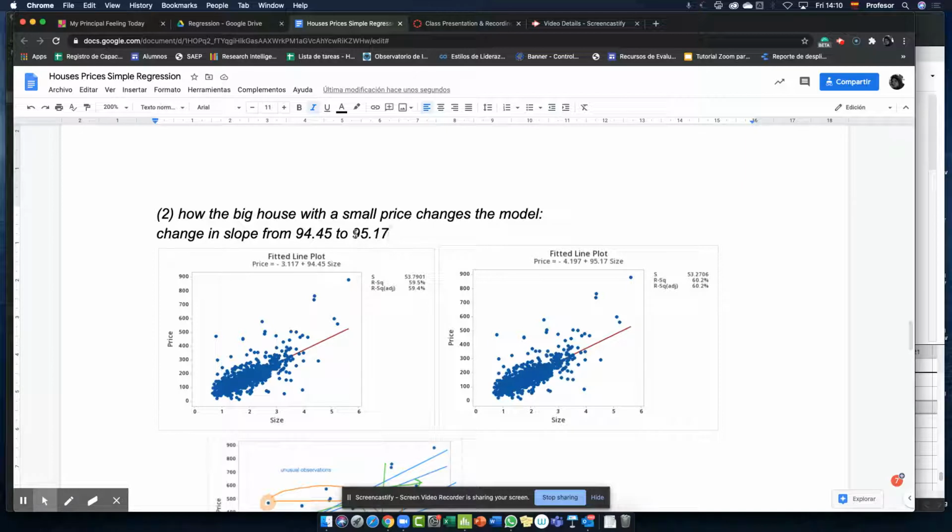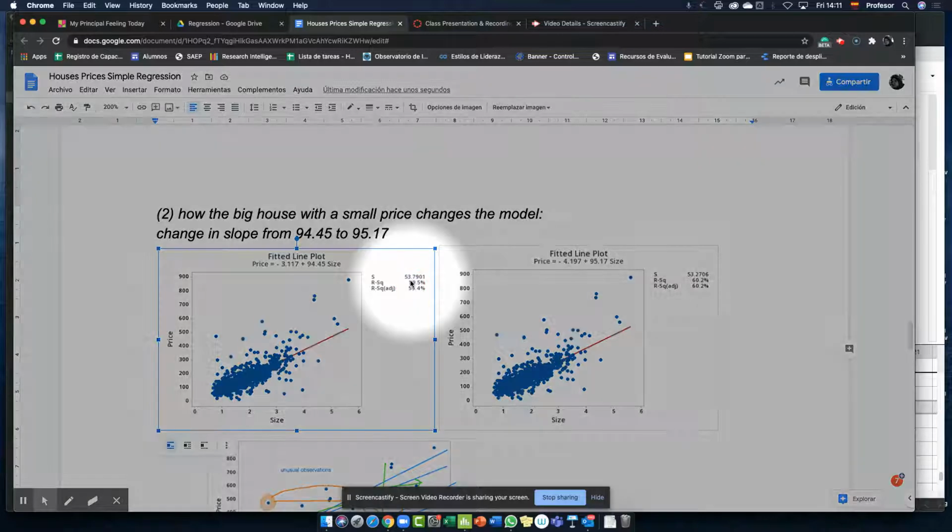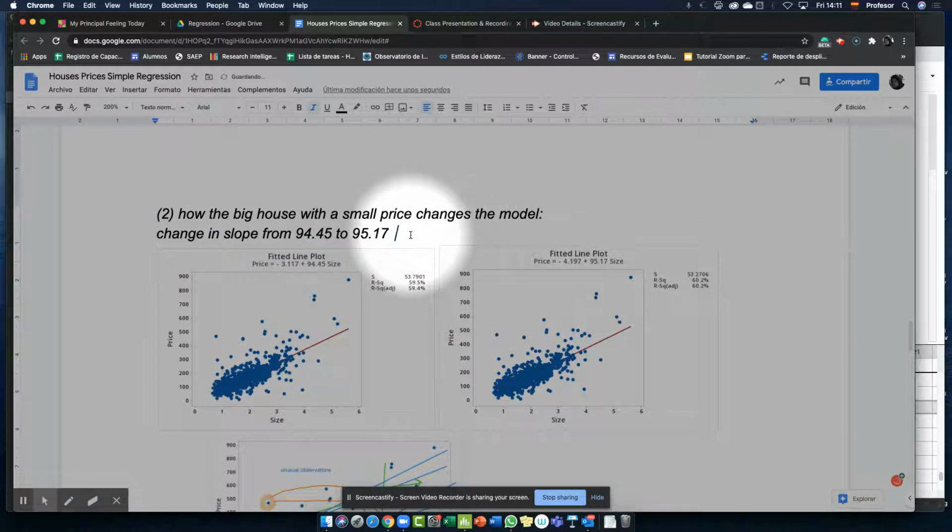Now that we remove this very big house with a very low price, it's saying, hey, wait a minute, we should increment more because we had something there that was making it behave differently. And another thing that you can observe is that our regression R squared is changing from 59.5 all the way to 60.2%. So we have an R squared, or explanation, increment from 59.5 to 60.2%.